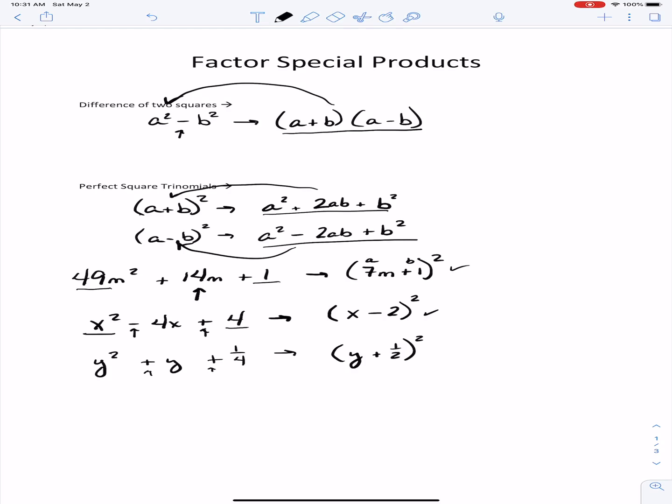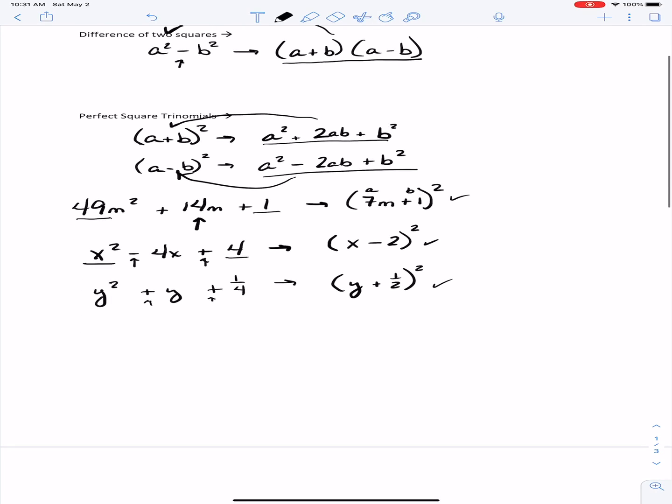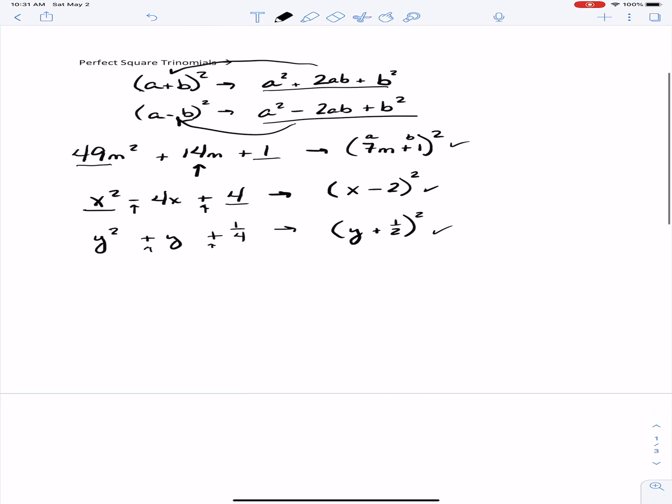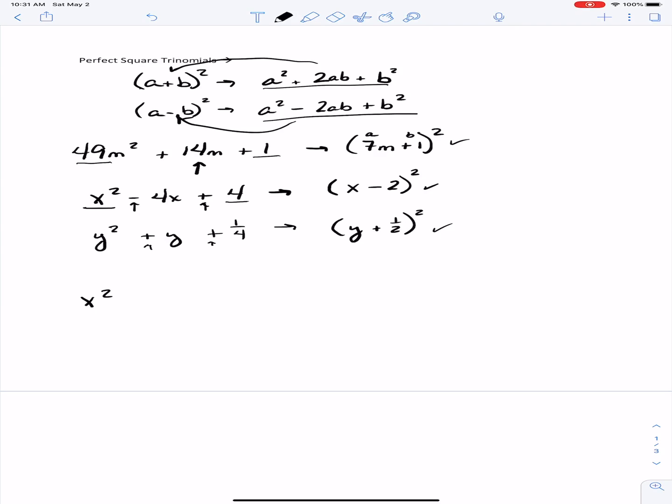We check our work. A is 1. 1 times 1/2 is 1/2. 1/2 times 2 gives me 1y. So I got it right. So now let's look at the difference of two squares. Let's look at x squared minus 25. Well, I have no center term, so I know that I need to look at my difference of two squares. And if you don't remember, the difference of two squares is going to be a plus b times a minus b.